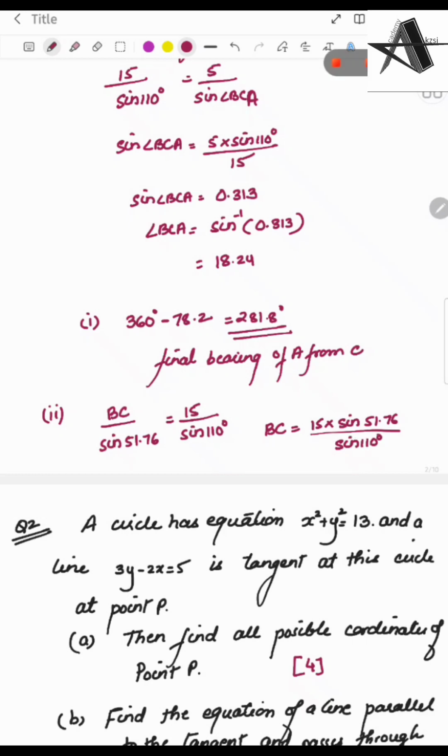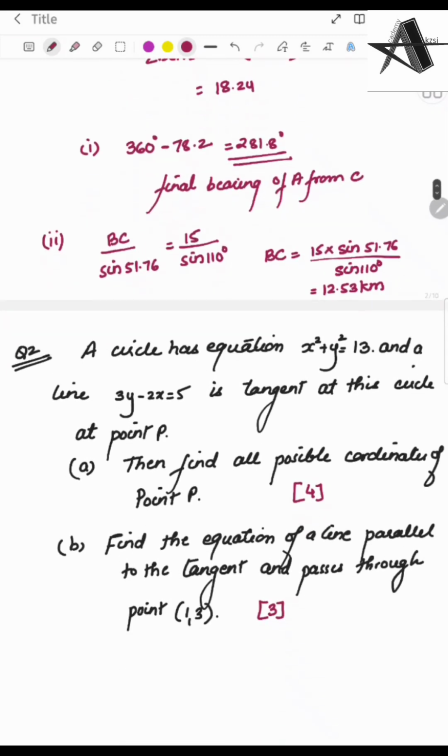The final answer is 12.53 kilometers. This is our final answer. Let me move on to the next question.